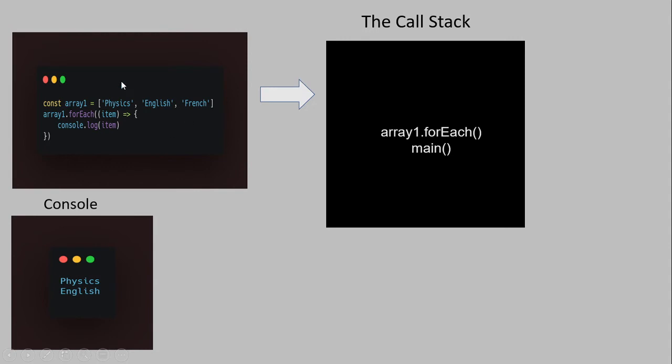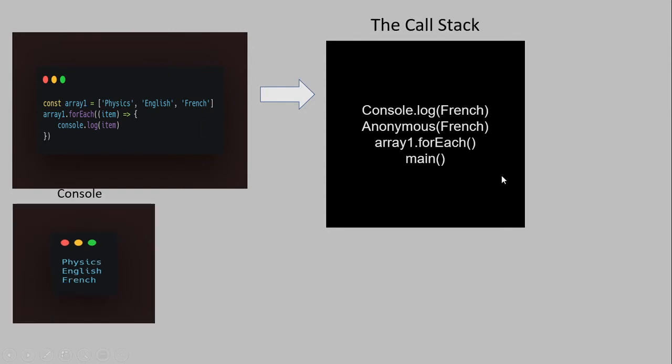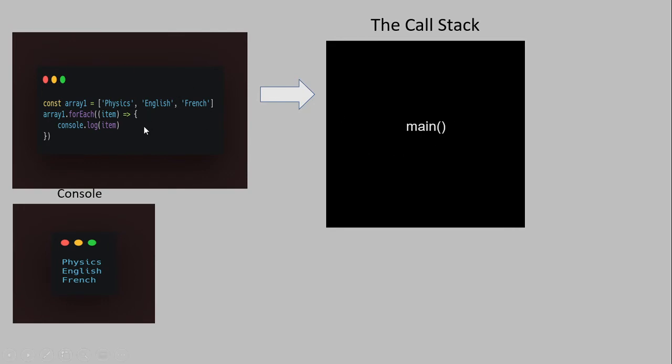And it's still not done with the forEach because we still have one item left in the array. So it calls the anonymous function one more time with the last item in the array. Then it calls console log on the item, and we see that on the console. Once this is done, it pops out the log from the call stack, pops out the anonymous function, and now it's done with the forEach loop, so it can safely pop it out from the call stack, and then we are left with main. Since the script is done executing, it pops out the main function.